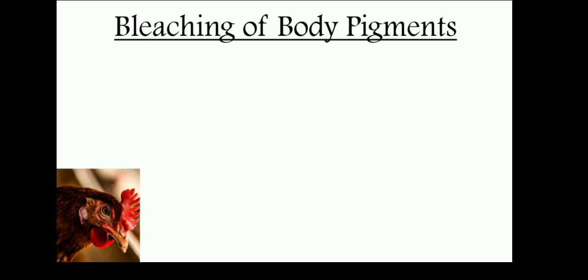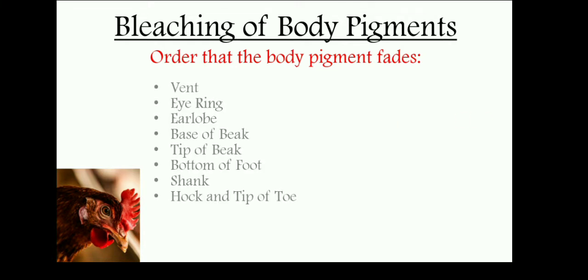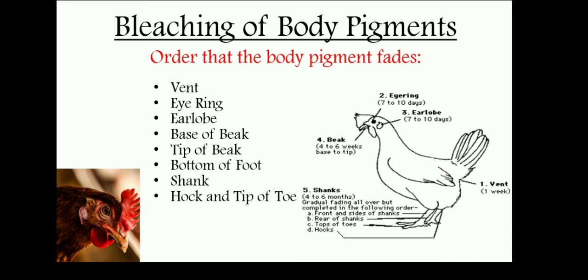Next slide is bleaching of body pigments again. The order that the body pigment spreads. The body pigment spreads from the eye-ring, ear-lobe, base of beak, tip of beak, bottom of foot, shank, hock, and tip of toe. So, these are parts of the chicken. As we can see, I have here an example picture.